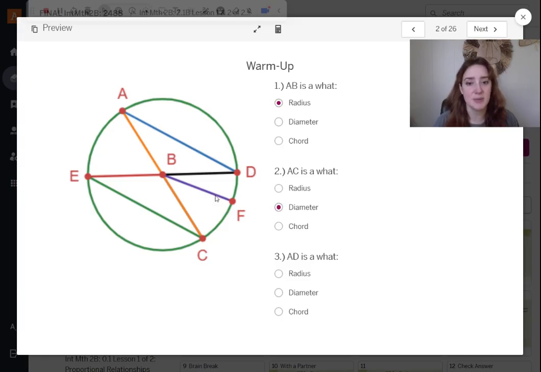And then our last example, AD, so from point A to point D, we can notice it's not going through the center. Point A is just on the outside of the circle, and point D is also on the outside. It's not cutting through the center at all. So when it's not cutting through the center like this, we call that a chord. So here's just some recap, some vocabulary terms about parts of a circle.